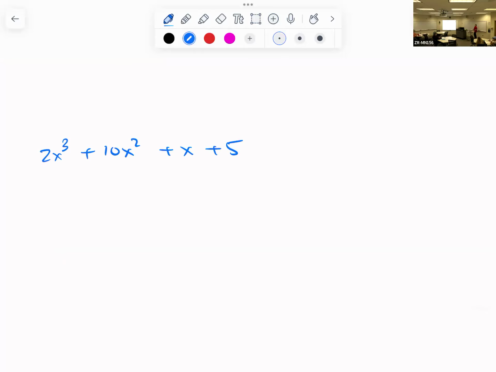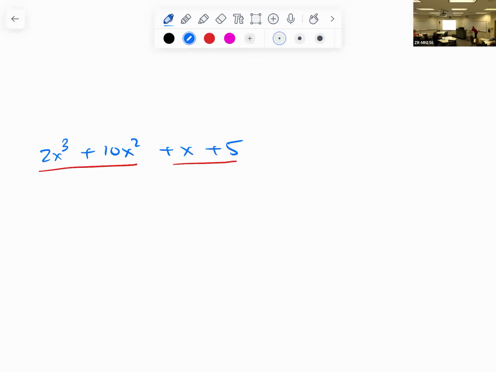All right, let's see if we can break this down. So first thing, greatest common factor. Can we pull anything out? No. Which means now we have 4 terms. What approach should we use? 2 by 2. Factor by grouping.